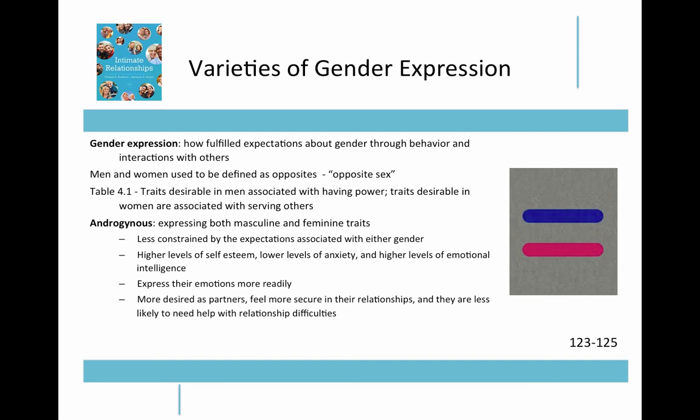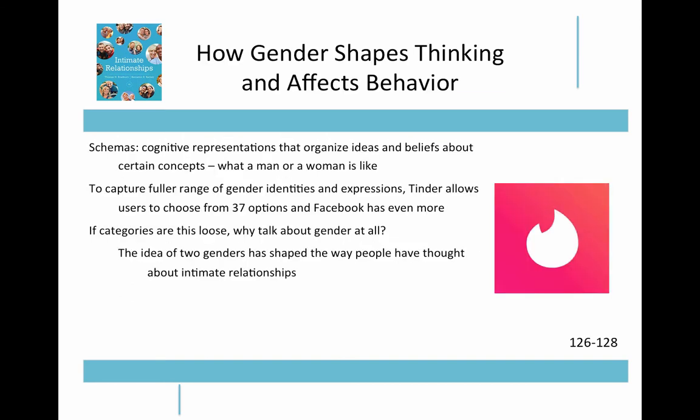All kinds of positive things. They're less constrained by expectations. They have higher levels of self-esteem. They express their emotions more readily, and they're more desired as partners, according to this research. That is the flag of Tinder, because we're going to talk about Tinder here in a second.